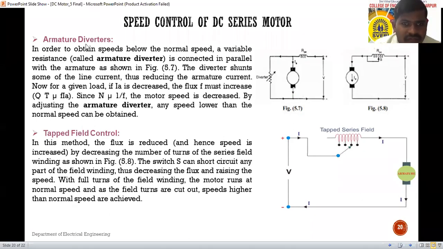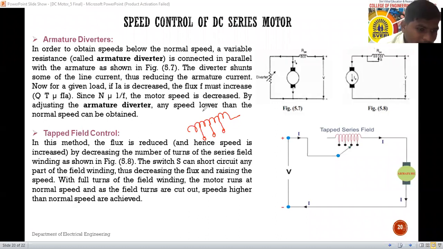Okay, so the terminals of the field winding. For that field winding, suppose there are n number of windings and some tapping points are provided. Tapping generally means a connecting point, or in our Marathi language we can call it an आकडा. आपण आकडा टाकतो ना, we are just doing that tapping.